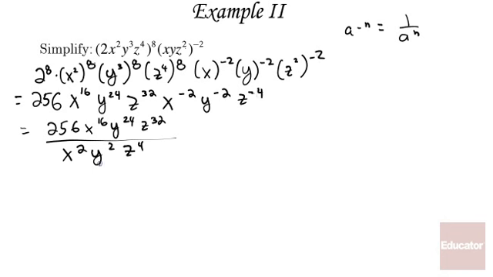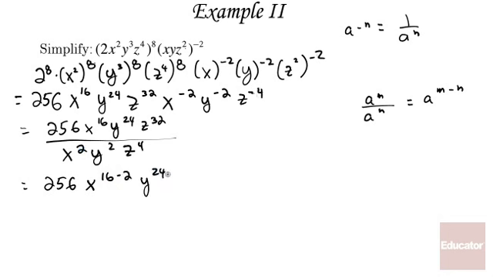Okay, now I can further simplify by dividing. So recall that dividing exponential expressions with like bases, you subtract the exponents. So I can do that here. This is going to give me 256 x to the 16th minus 2 times y to the 24th minus 2 times z to the 32 minus 4.